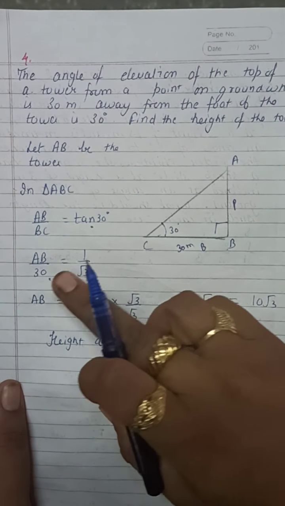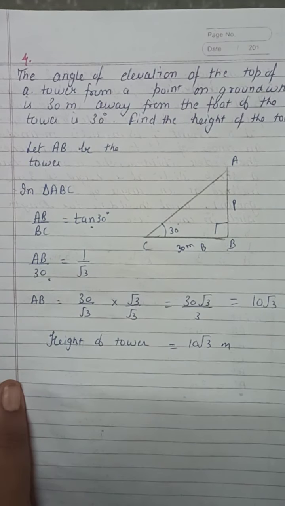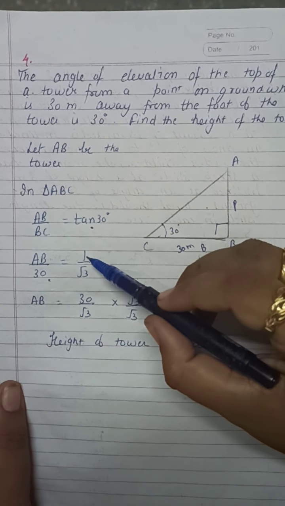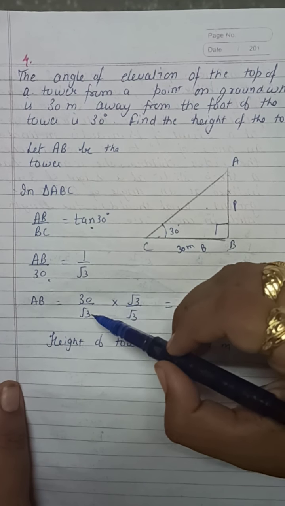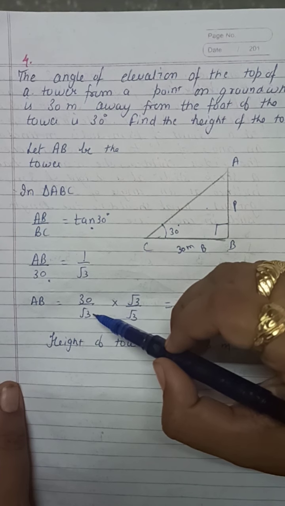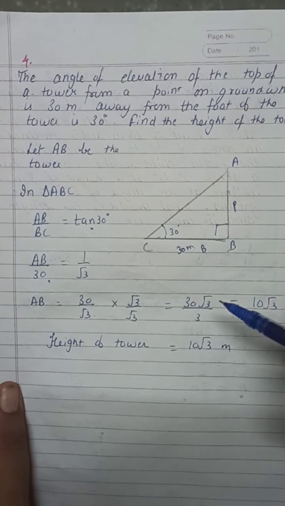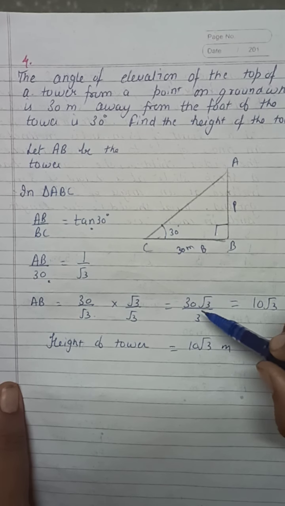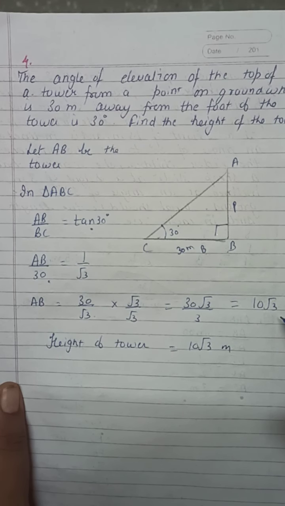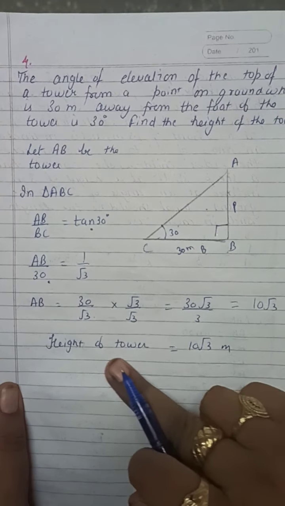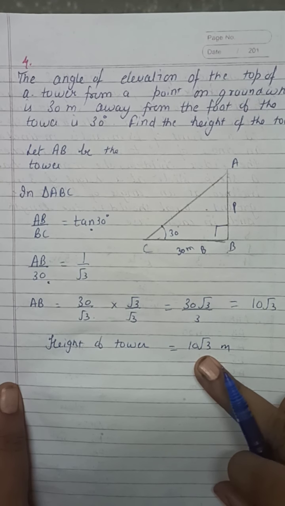Substitute the value here. Take 30 in the numerator. It will be multiplied by 1 and we are getting 30 by root 3. As we know, root 3 is unstable here. So what will I do? I will do the rationalization. It will become 30 root 3 by 3. After cancelling, I am getting the value 10 root 3. So the height of the tower will be 10 root 3 meter.